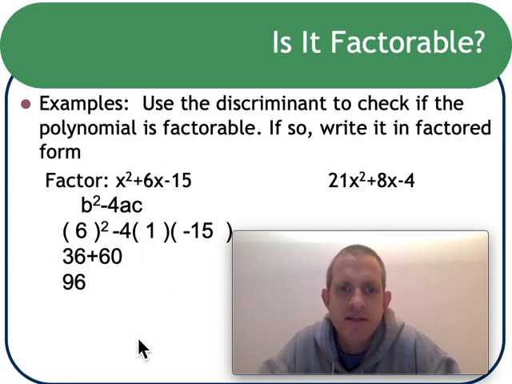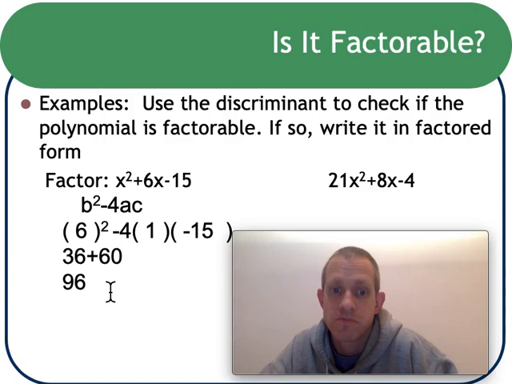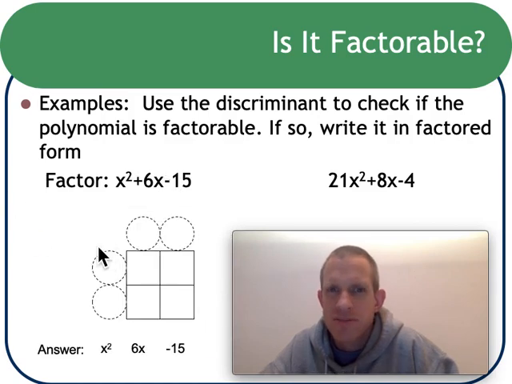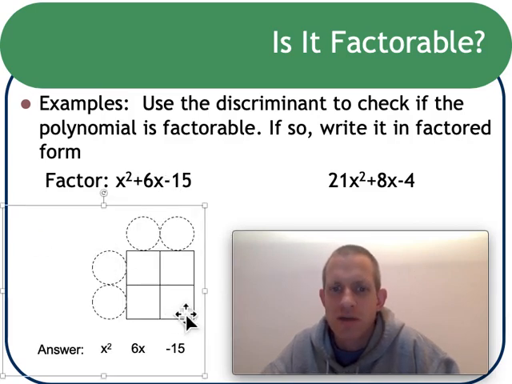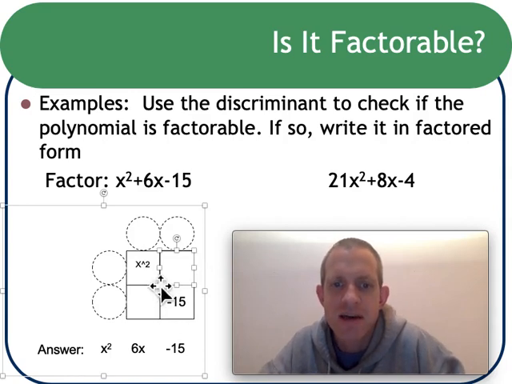And 96 is not one of the perfect square numbers. It's between 81 and 100. If you took its square root, you don't get a nice number. You get like a 9-point something sort of number. And what that means is that if we tried to factor x squared plus 6x minus 15, it's not going to work. Now, what does it mean that it's not going to work? I mean, why can't we just put a negative 15 in here and x squared here and come up with a combination of numbers that multiplies up to negative 15 and adds up to 6?